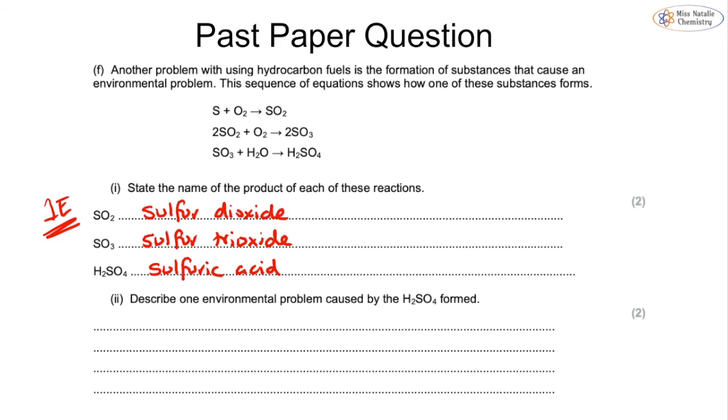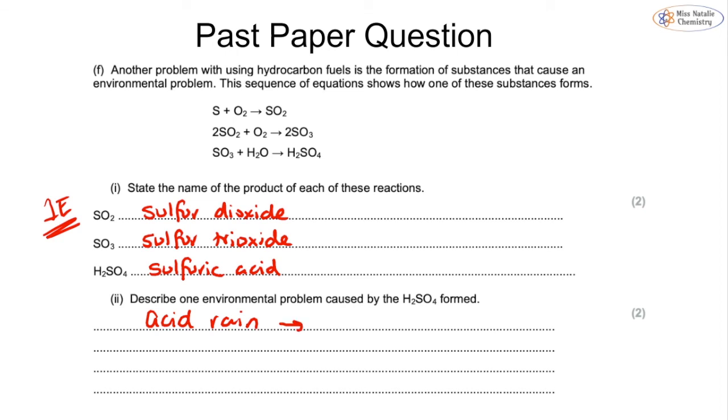And you get 2 marks for this: the first mark for the gases, and then the sulfuric acid is the second. And then describe one environmental problem caused by the H2SO4 formed. So for 2 marks, I want to name it and then give an example of what happens. So the environmental problem is acid rain.